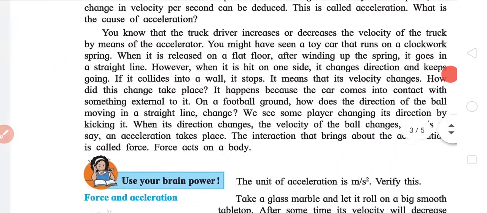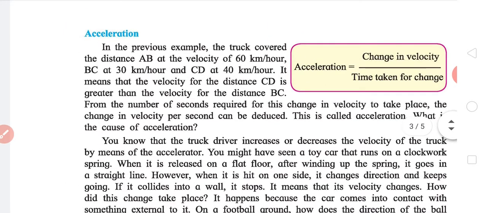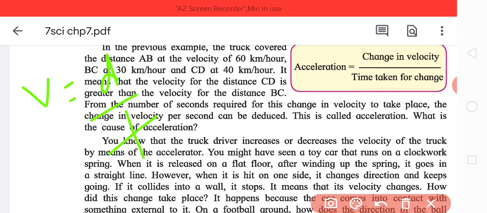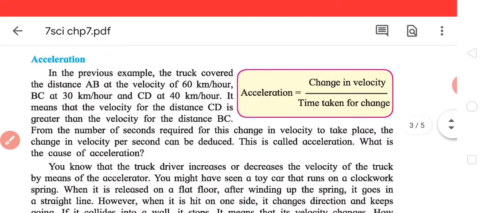So now acceleration. Velocity was defined as the rate of change of distance, basically with time variation, what distance is being covered. Acceleration is the rate of change of velocity, how the velocity changes with respect to time. Now in the previous example, the truck covered distance AB at 60 km per hour, BC at 30 km per hour and CD at 40 km per hour.